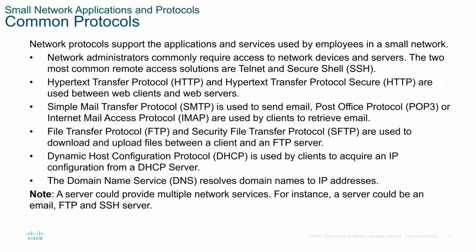DHCP, or Dynamic Host Configuration Protocol, is used by clients to acquire an IP configuration from a DHCP server. For small companies, the router can also be used as a DHCP server. Domain Name Service, or DNS, is used to resolve domain names to IP addresses. There are many free DNS services available instead of a small company creating their own DNS server.